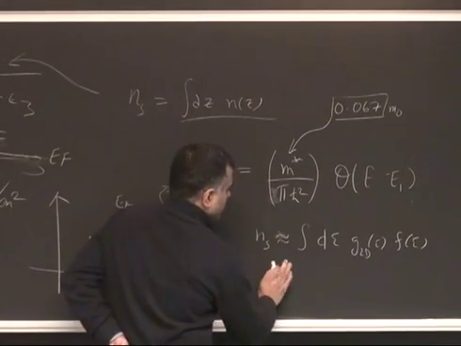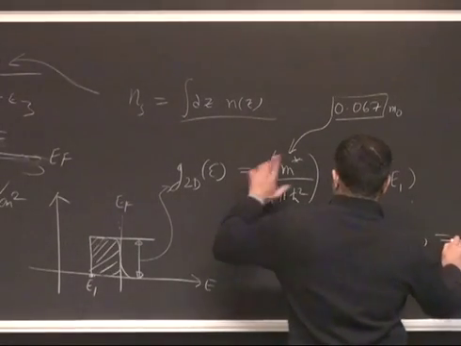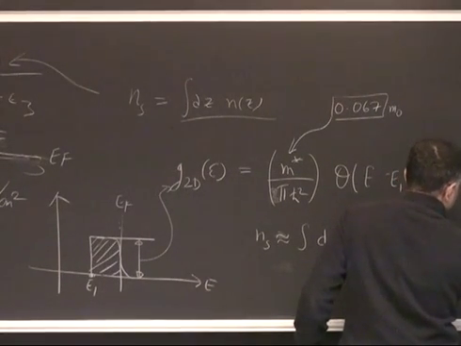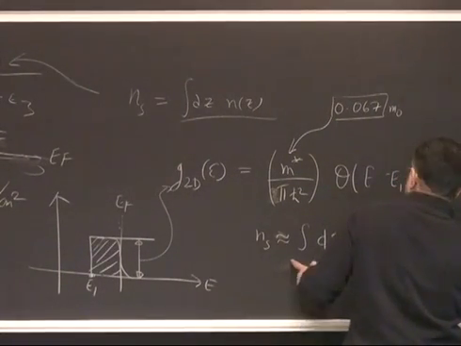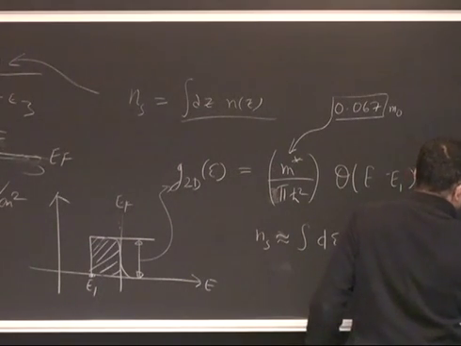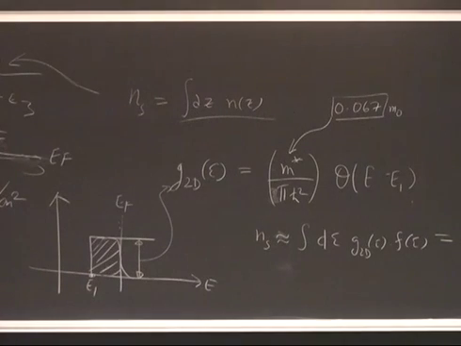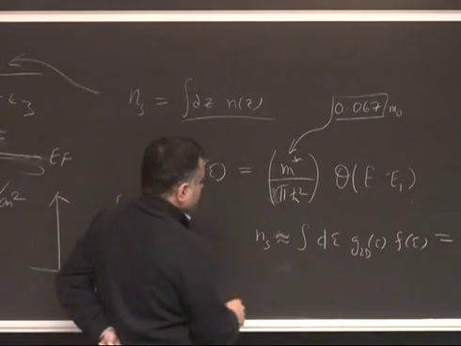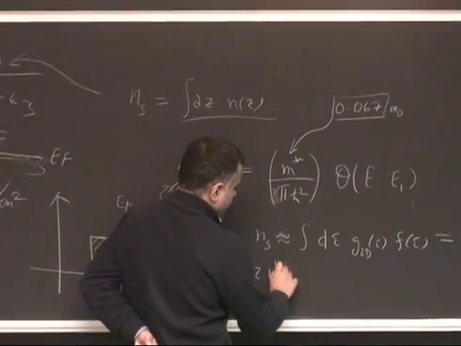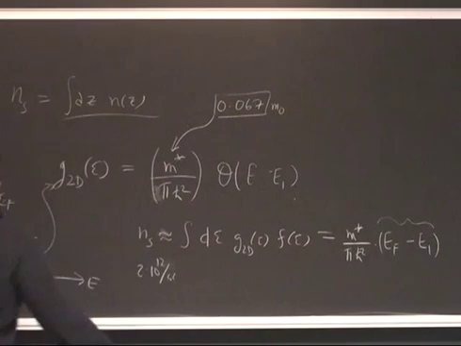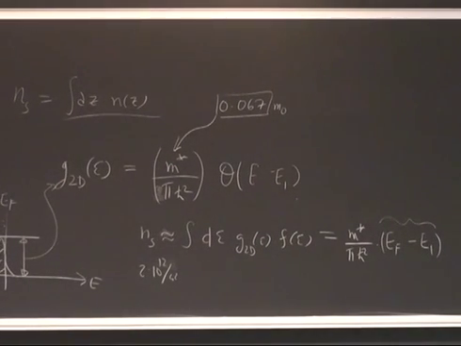So what is that? Well, that's just the quantity m star over pi h bar squared times, when you integrate it, EF minus E1, where E1 is the ground state, wherever the band starts. So EF minus E1, and this is 2e12, and you can evaluate this. I'm not going to do that. You will get very close to this number, 27 meV or something. Okay?